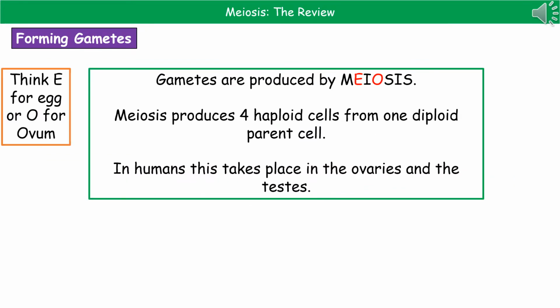When we're thinking about how these gametes are made, they're made by meiosis. Make sure you do spell that right. Meiosis produces 4 haploid cells from one diploid parent cell. And in humans, this will take place in either the ovaries or the testes.